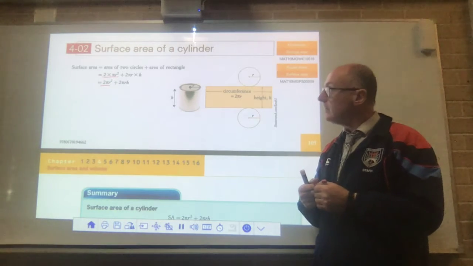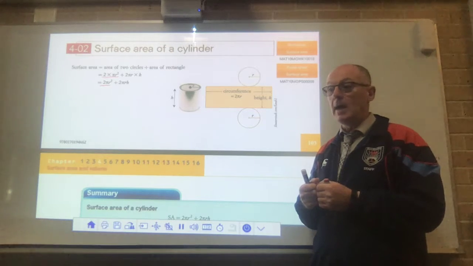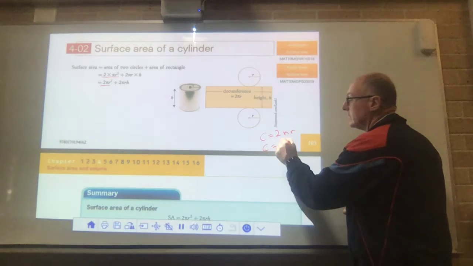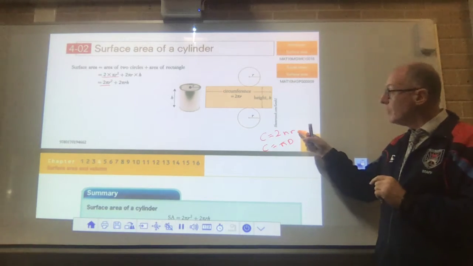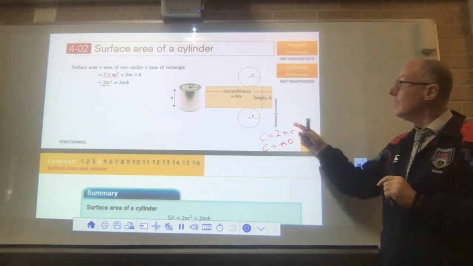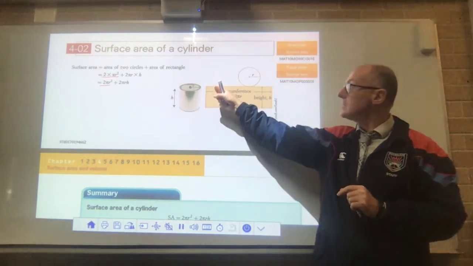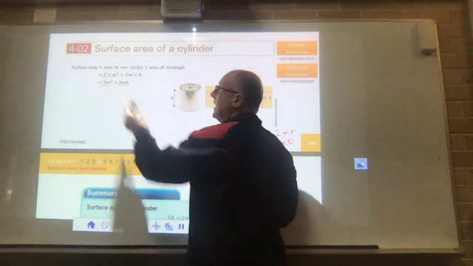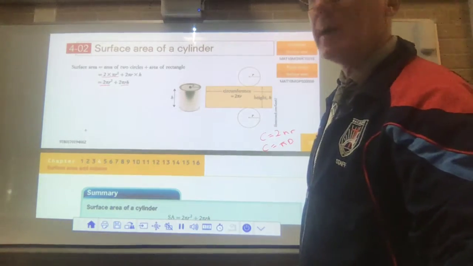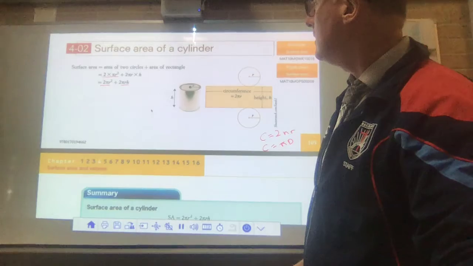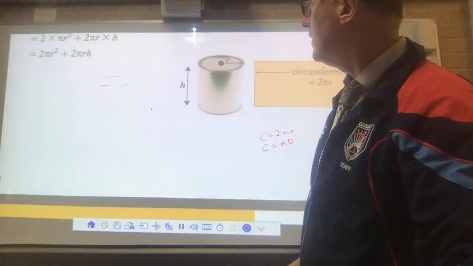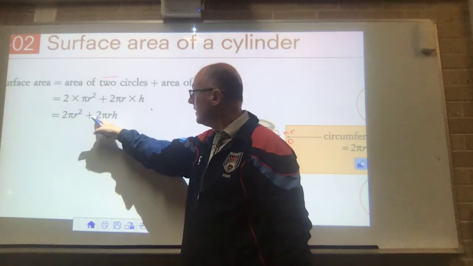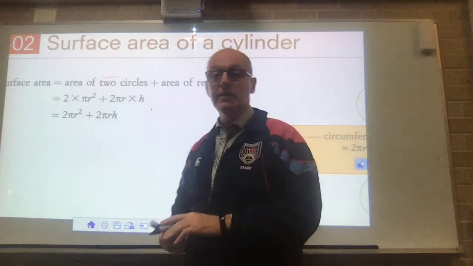And we know the circumference of a circle is 2 pi r, or circumference equals pi times diameter, but we use this formula here for this. So it's 2 pi r times h, or 2 pi r h. In the formula, I hope you can read that nice and big, we've got two circles, and the length times the height gives us the surface area.